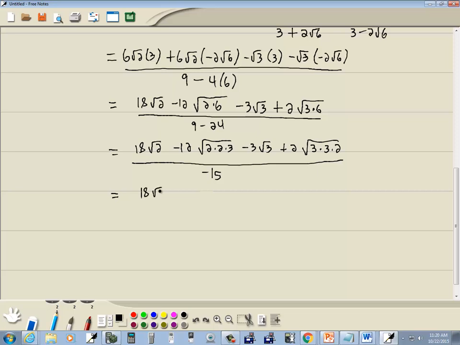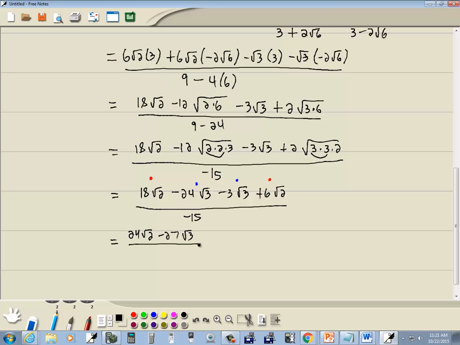So I got 18 square root of 2. Here I'll bring this pair of 2's out, so that gives us negative 24 square root of 3. Minus 3 square root of 3. And here I'll bring the pair of 3's out. That gives me 6 out in front, square root of 2, over negative 15. Now we want to combine together the ones that have the same radicals. So here's 18 plus 6, which is 24 square root of 2. And here's my square root of 3's. Negative 24, negative 3 gives us negative 27 square root of 3. All over negative 15.